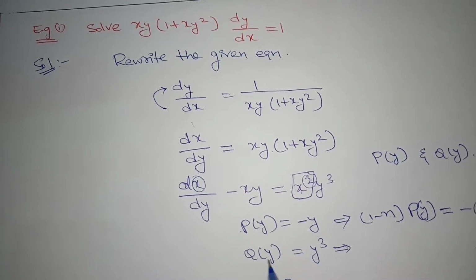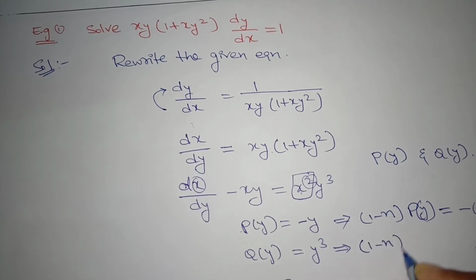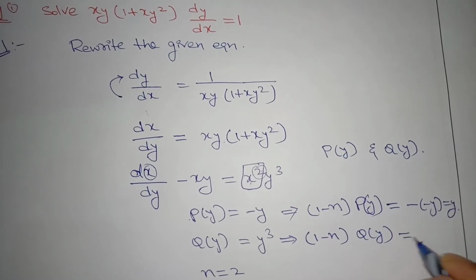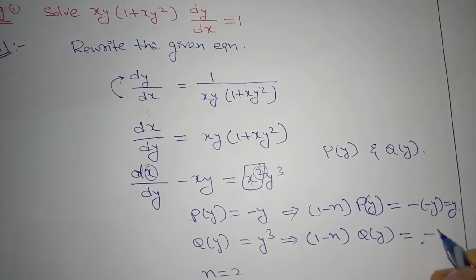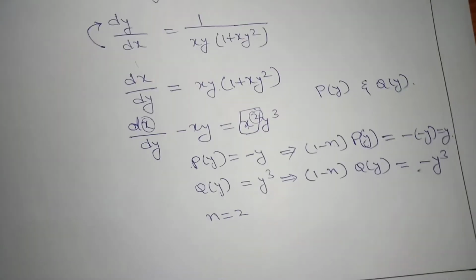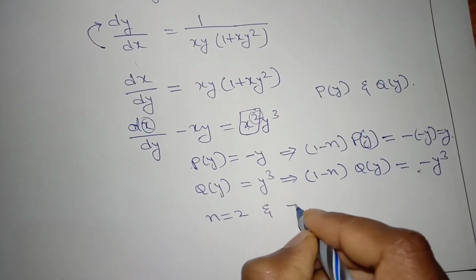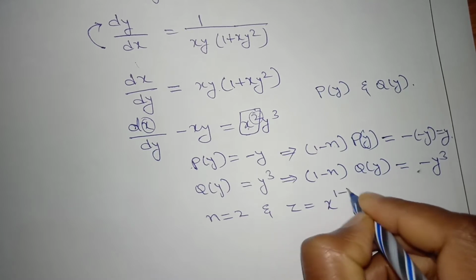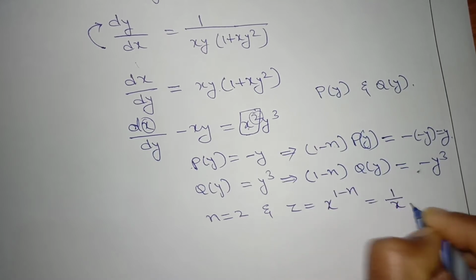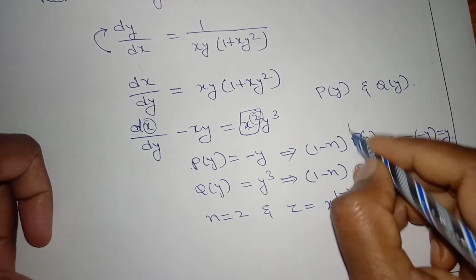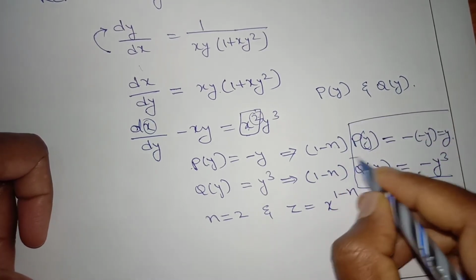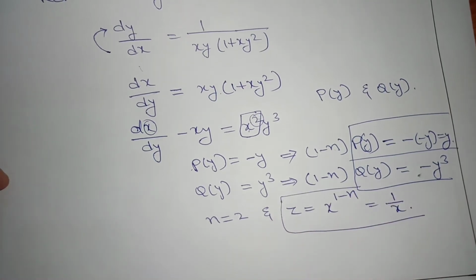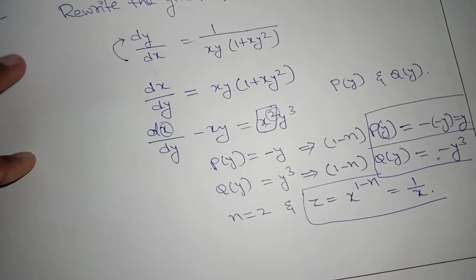From this, replace q of y with 1 minus n into q of y, which equals minus y cube, and z equals x power 1 minus n, which is 1 by x. Now using these three equations, I am solving a Bernoulli's equation.